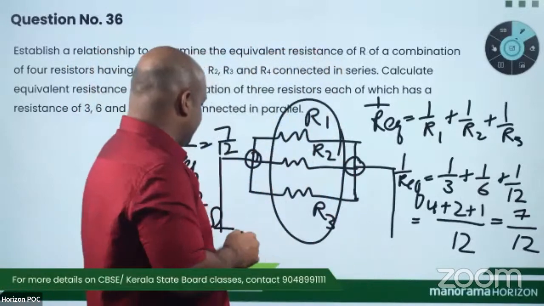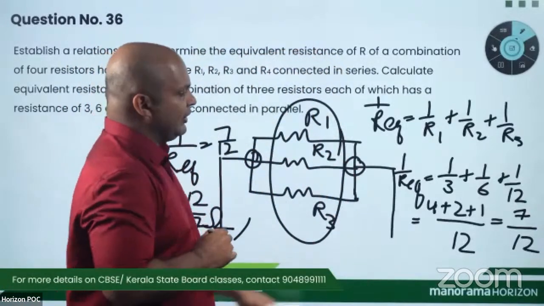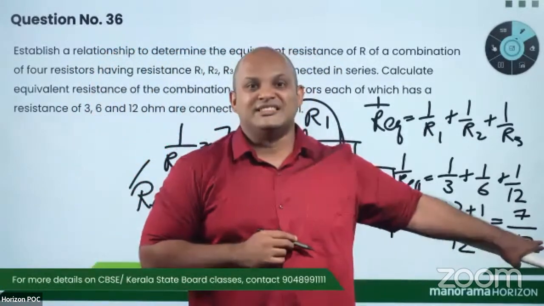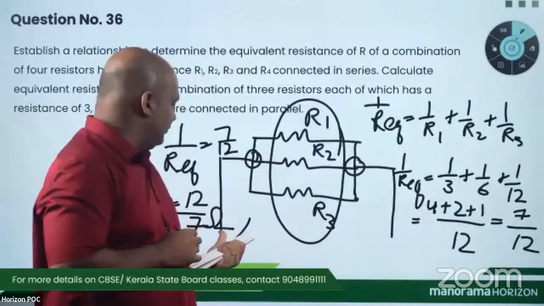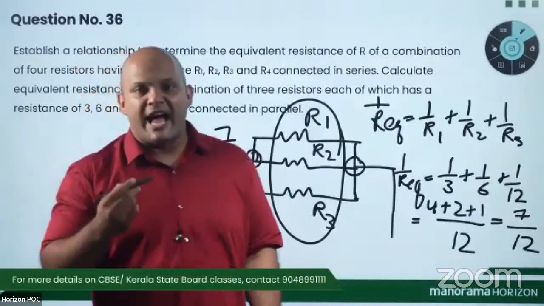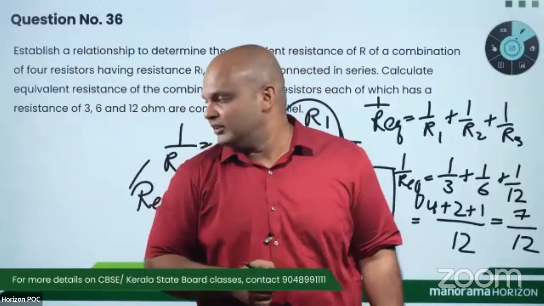If you do not complete this step, you will lose a lot of marks because this is not the complete answer. This is the reciprocal of equivalent resistance. One more step is there. Just take the reciprocal. That will give you the actual value for equivalent resistance.